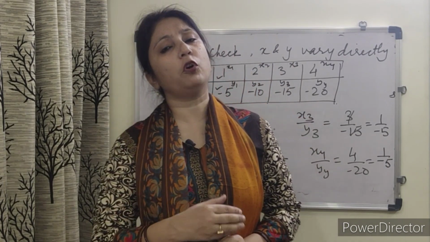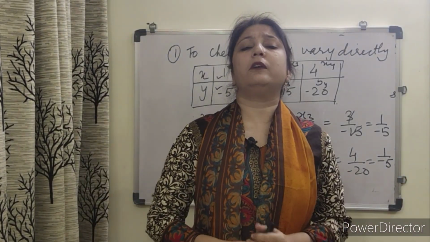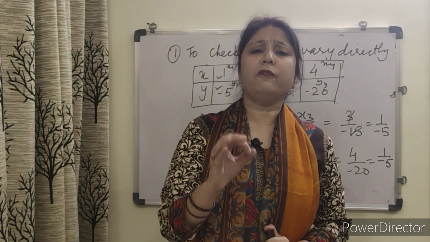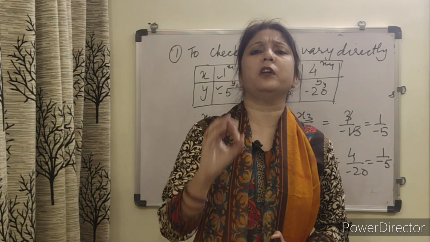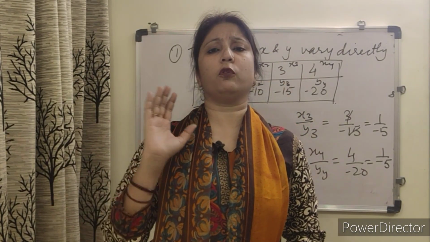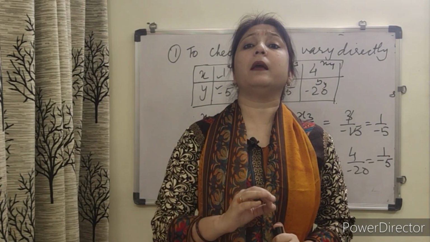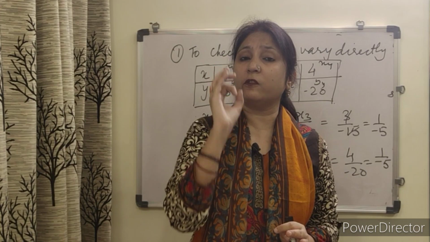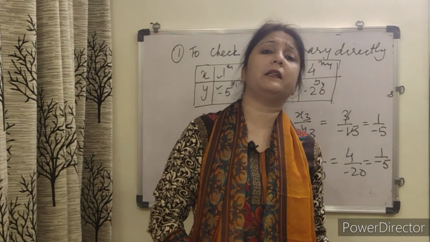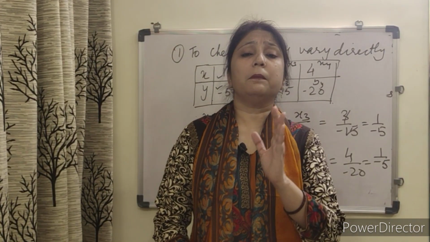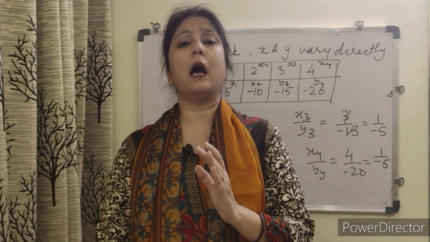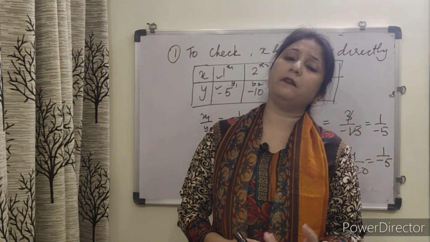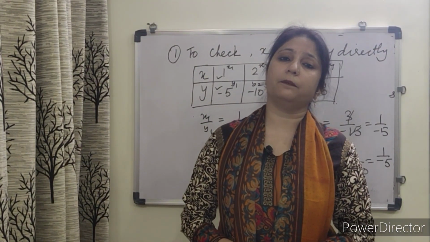As the ratio is constant throughout, it indicates that x and y vary directly. If you find even a single ratio different from the rest of the ratios, pay attention to my words, it means x and y are not varying directly. If the ratio remains the same, it means x and y vary directly.